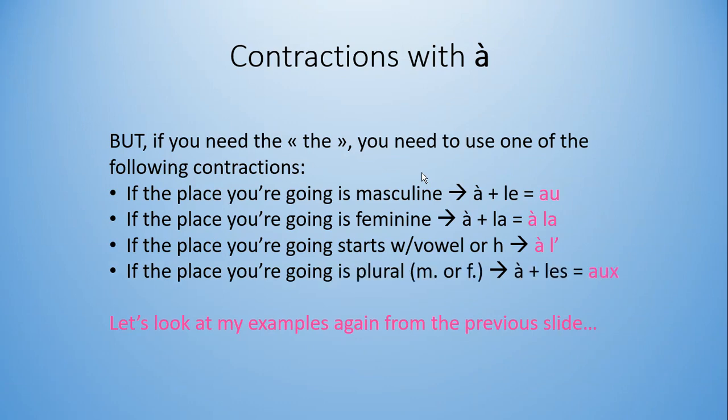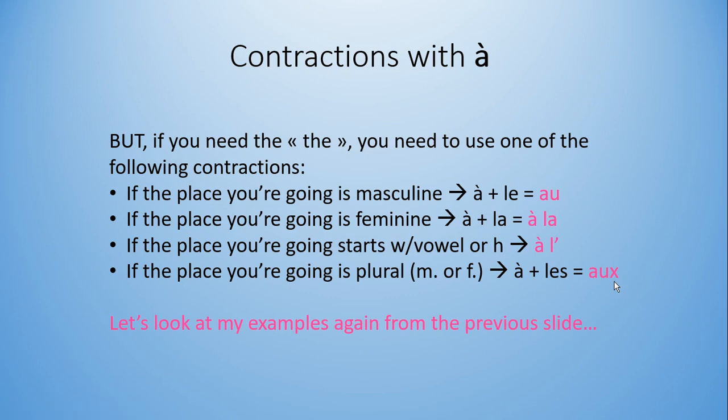If the place you're going to is plural, again, doesn't matter whether it's masculine or feminine, that à and the les, we don't say à les. No. They go together to become aux. Now, once again, the au and the aux both sound the same, but they're spelled differently. So the au is going to be the masculine, and the aux is going to be the plural. So remember, à le, no. It goes together to become au. À les, no. Goes together to become aux.